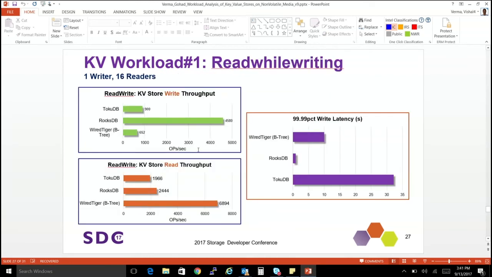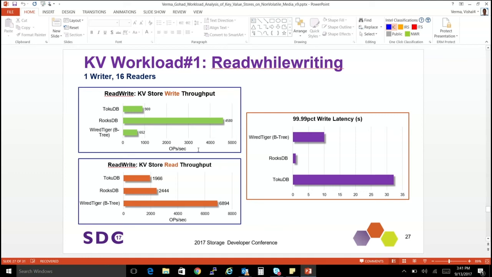So those were write amplification and space amplification metrics, but really, how fast is my read and how fast is my write performance? Right here we have read while writing, 1 writer, 16 readers. The top graph shows ops per second. Looking at RocksDB, the write throughput is pretty fast compared to Btree or TokuDB. And in terms of read throughput, the Btree had the best performance among the 3. And the P99, that's also an important metric for your databases.